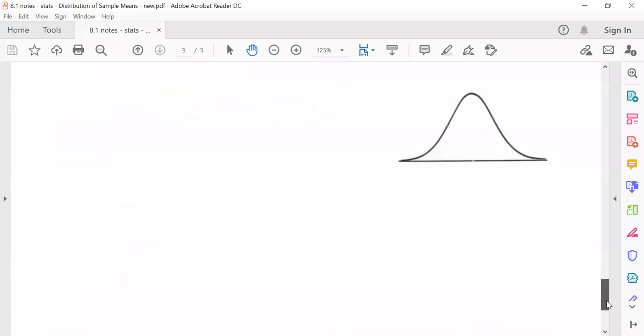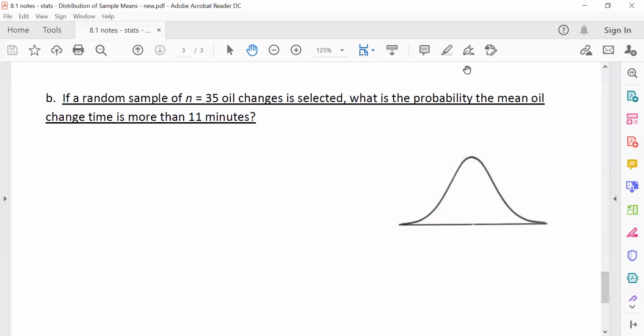Okay, so back to this. We've already done that calculation. Now, we already argued that the mean was going to be 11.2, was it? And the standard deviation of interest was going to be 0.54. So if a random sample of n equals 30, oh, I'm sorry, 11.4 was the mean. Thank you.